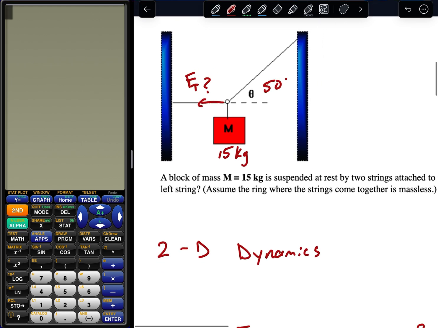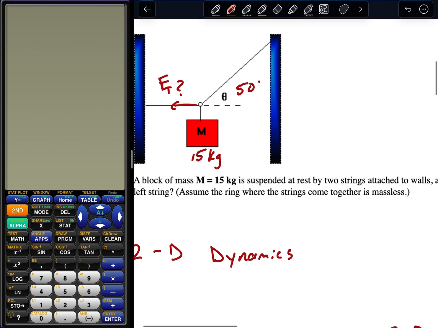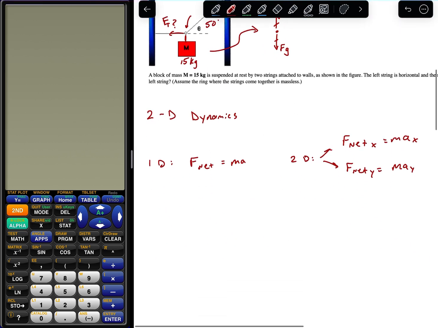So the strategy for problems like this one with strings and objects that are hanging is to identify what you are drawing your free body diagram of. The free body diagram of just the mass might be an appealing choice, but it is just going to be the force of gravity and the force of tension in this string right here. Those are going to be balanced forces, but that doesn't really help us figure out anything about the force of tension on that left string. So instead of drawing the free body diagram for the mass, let's draw the free body diagram for this ring right here in the middle. Let's do that.